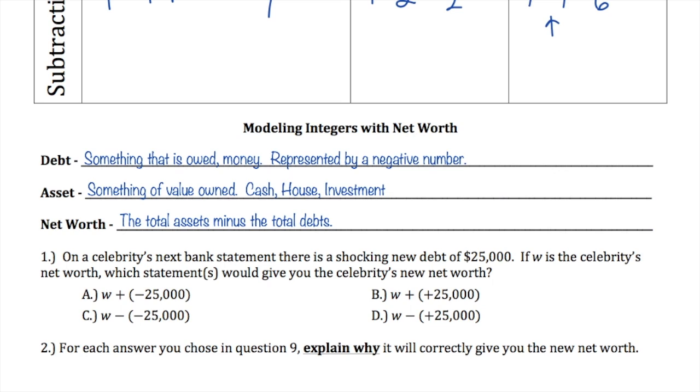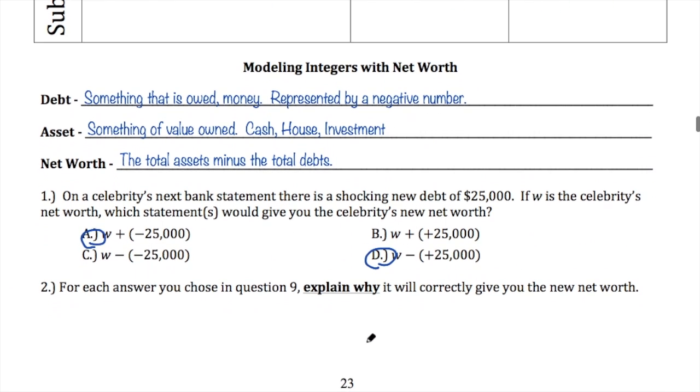So in this next situation, let's look at a celebrity's bank statement. It's a shocking new debt they find of $25,000. Which statement would give you their net worth, where W is their previous net worth? So if you look at situation A, they're adding something negative, adding -25,000, and in D, they're taking away something positive. Both of those will have a negative impact on the net worth, which kind of models the situation from problem 1.